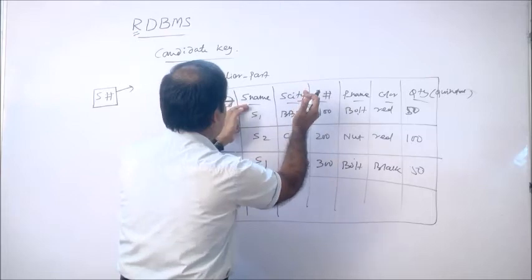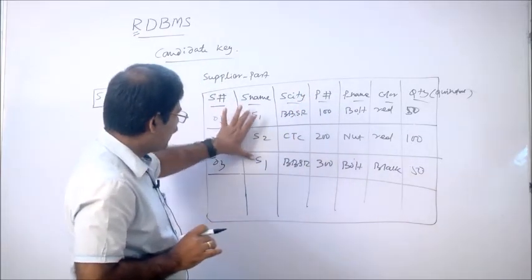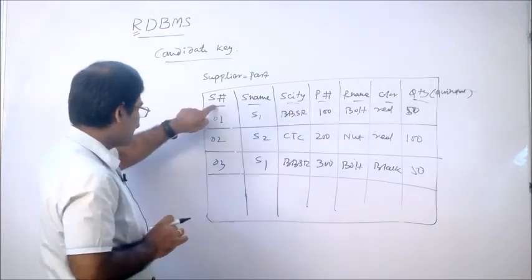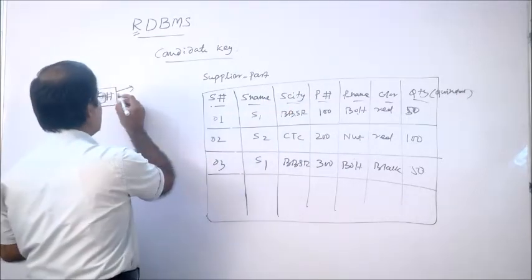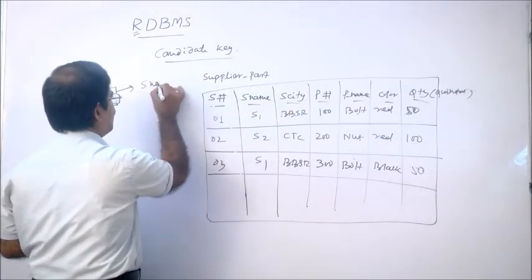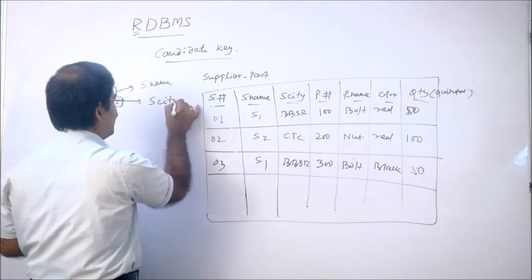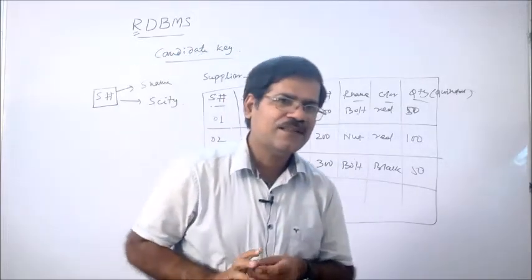Supply number, supply name, supply city. So supply number is unique, but supply name may be duplicate and city may be duplicate. So supply number is a key, S name and S city are non-key. So S number determines S name and supplier city also. If I say supply number 01, obviously the name is S1.